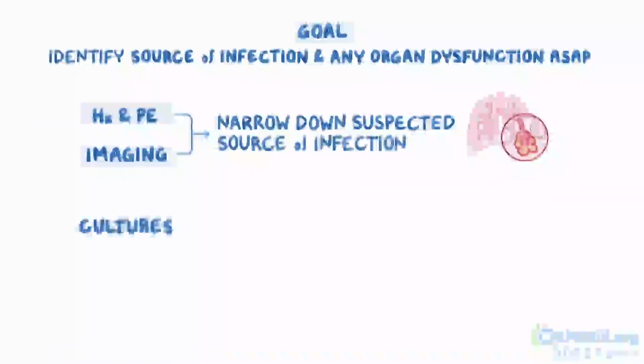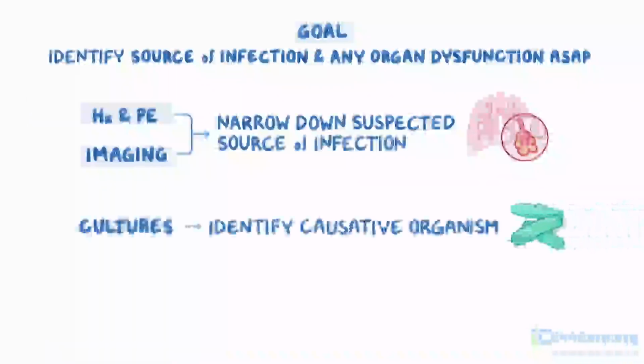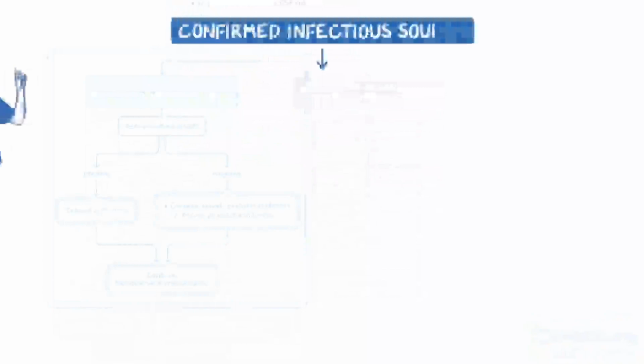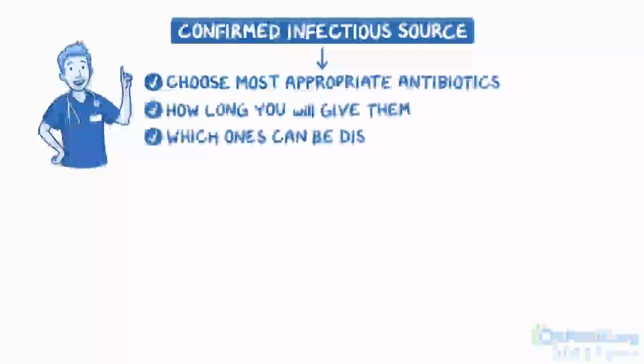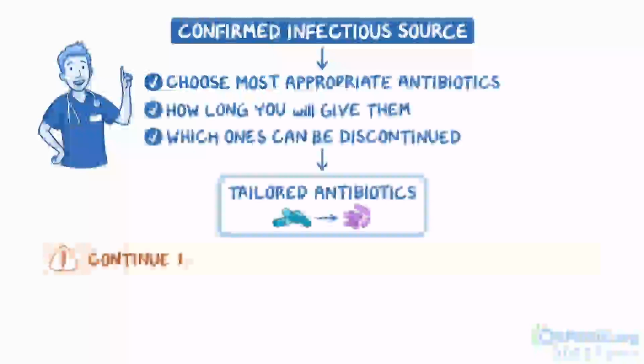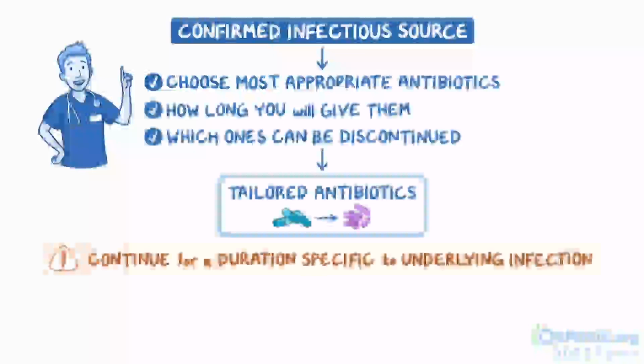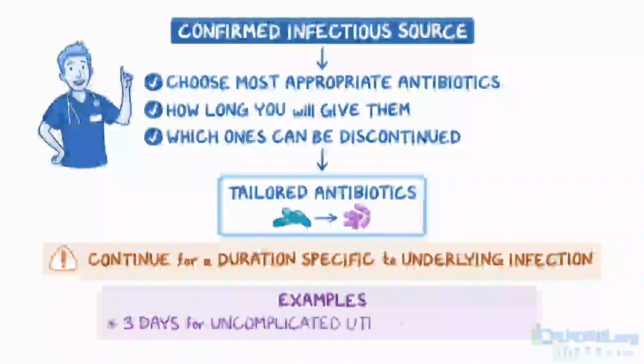Clues from your history and physical or imaging results have helped you narrow down suspected sources of infection, while cultures have hopefully identified the causative organism. Now let's reassess your patient's antibiotic coverage. A confirmed infectious source will help you choose the most appropriate antibiotics and how long you will give them, as well as which ones can be discontinued. Tailored antibiotics are continued for a duration specific to the underlying infection, like after 3 days for uncomplicated UTI or 7 days for a hospital-acquired pneumonia.